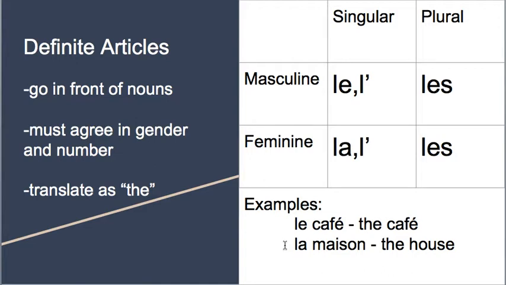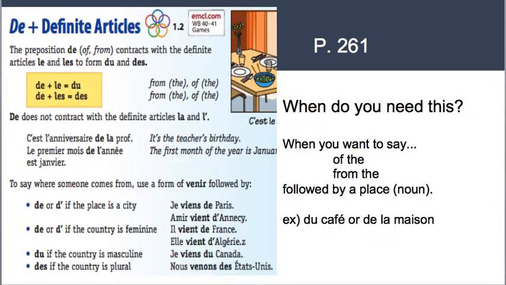Now, taking those definite articles we already know, we are going to combine those with the preposition de. This is from page 261 in your textbook. I have a picture of it here, but it might be easier to see on your book. Okay. Let's focus on the right side of my screen first. When do you need this? Well, you will need to use this when you want to say of the or from the, followed by a place. Notice my example. Du café, from the cafe, de la maison, from the house.